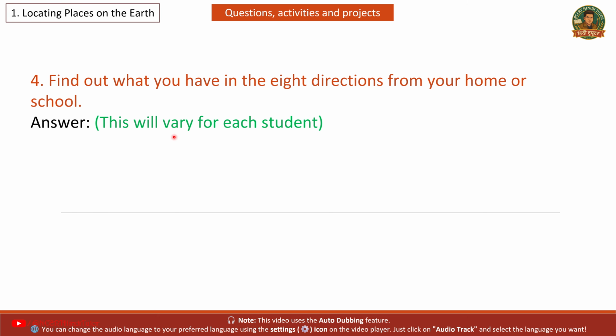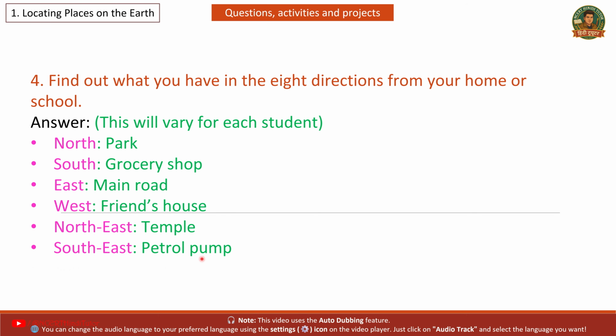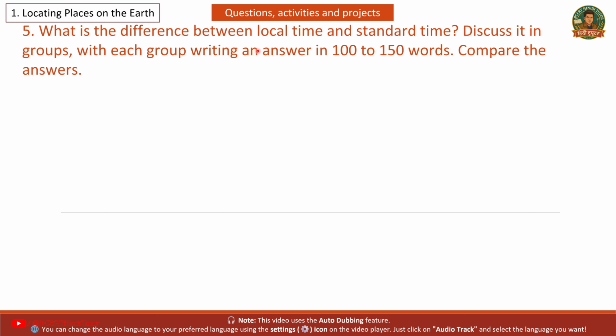So friends, this answer will vary for each student. North: park, south: grocery shop, east: main road, west: friend's house, northeast: temple, southeast: petrol pump, southwest: bus stop, northwest: hospital. Question 5. What is the difference between local time and standard time?